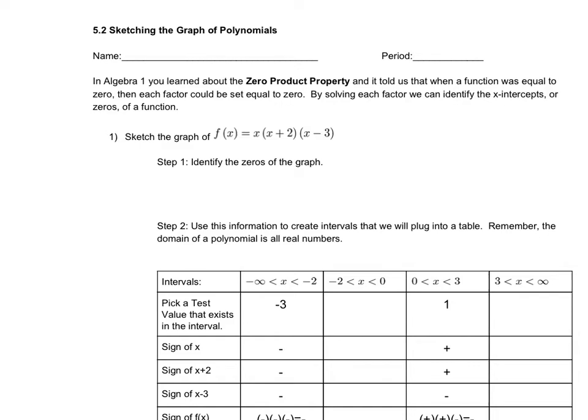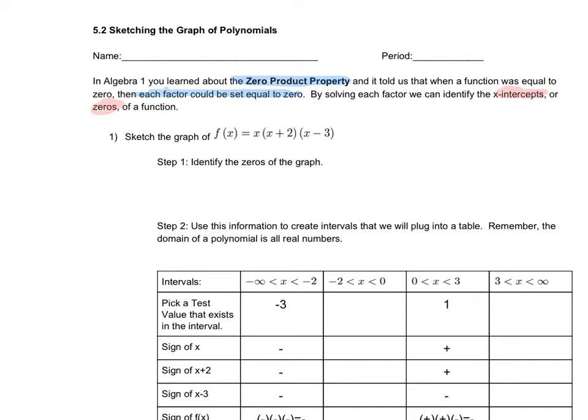Okay, so today we're learning about sketching the graph of polynomials. In Algebra 1, you learned about the zero product property. The zero product property told us that when a function was equal to 0, each factor could be set equal to 0. And if you solve for each factor, you'll be able to solve for its x-intercepts, which are also known as the zeros of the function.